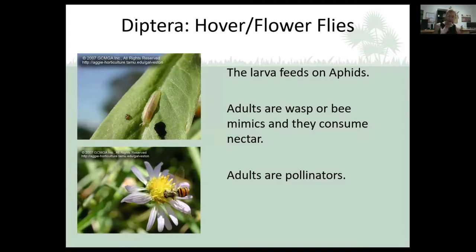Flower flies, I learned them as hoverflies, are considered beneficial in that they are predators of aphids as larvae, and as adults, they are pollinators. So two for one with these guys. They eat aphids when they're larvae, and then they go and pollinate for us. What more could we ask?